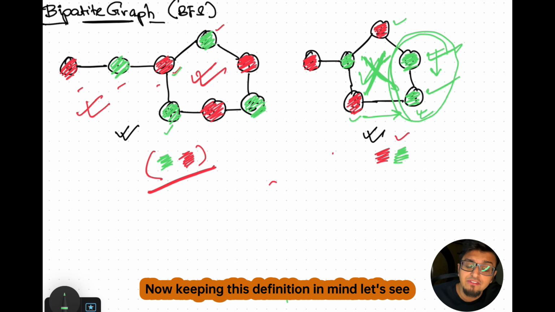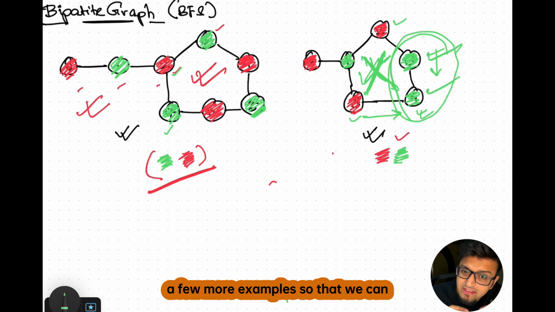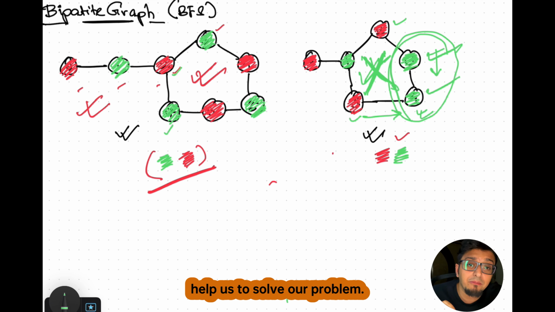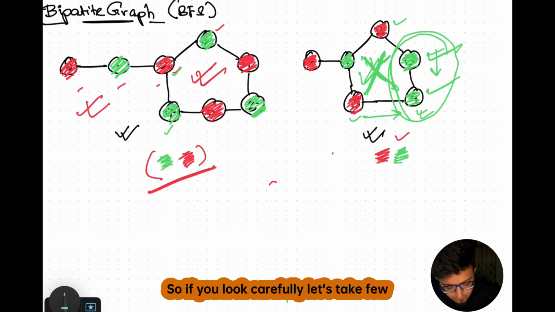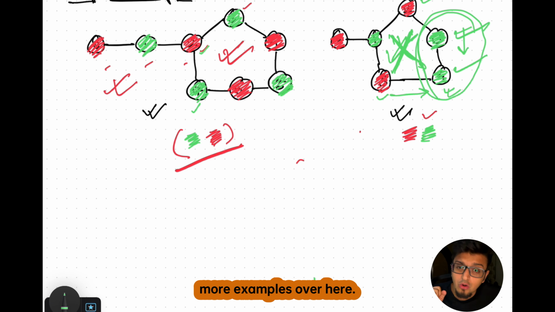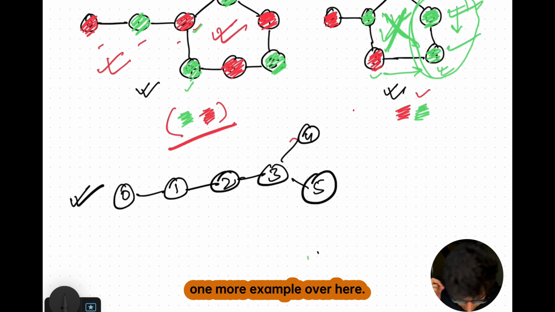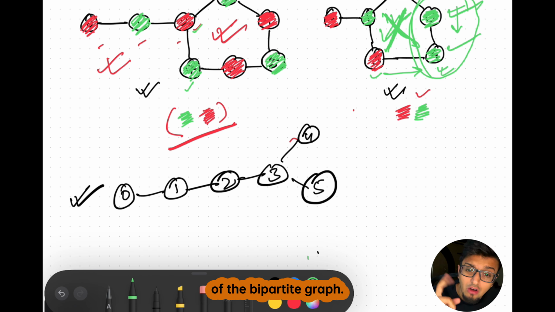Now keeping this definition in mind, let's see a few more examples so that we can derive some observations out of it which will help us to solve our problem. So if you look carefully, let's take a few more examples over here. Here I have taken one more example. Now let's color it according to the rule of the bipartite graph.